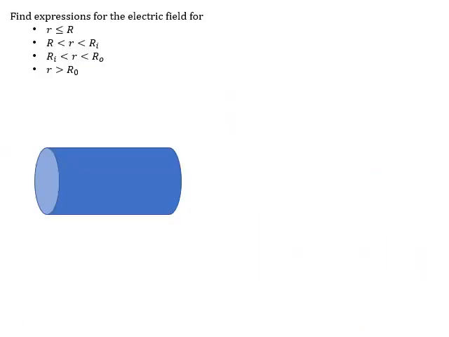For part B, we're asked to find expressions for the electric field inside the cylinder, between the cylinder and conductor, inside the conductor, and outside the whole thing. So for this part, we know we're going to use Gauss's law. Net electric flux is the integral of E dot dA equals the charge enclosed by our Gaussian surface divided by epsilon naught. Let's deal with the integral part of Gauss's law in cylindrical symmetry first.